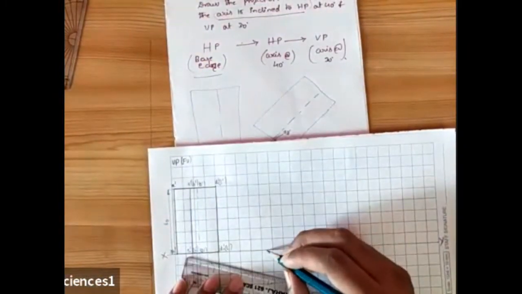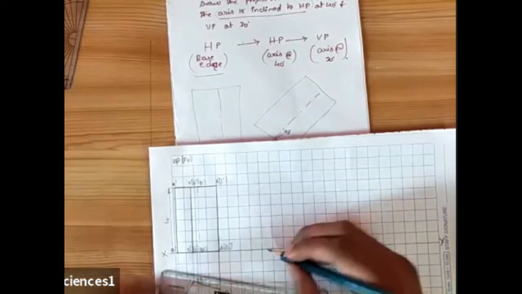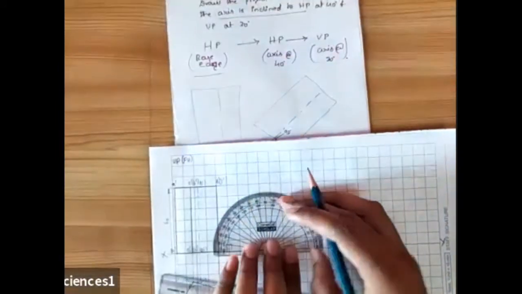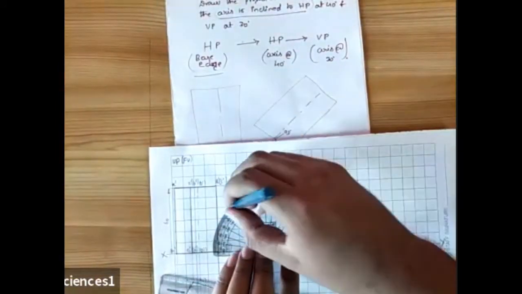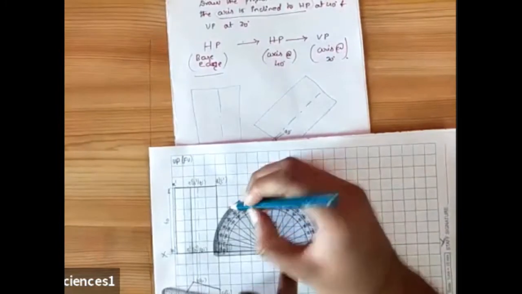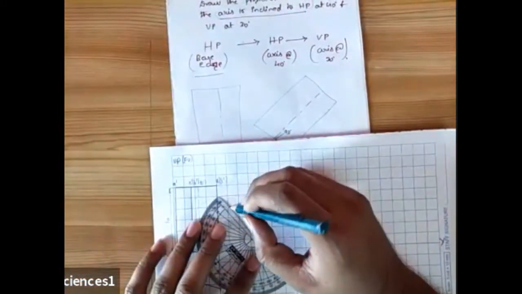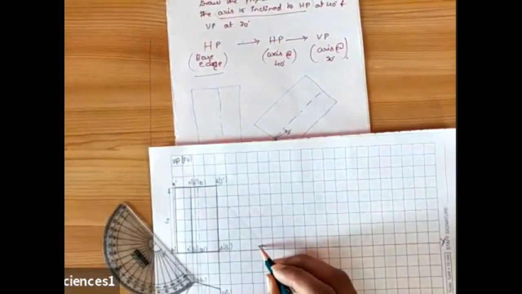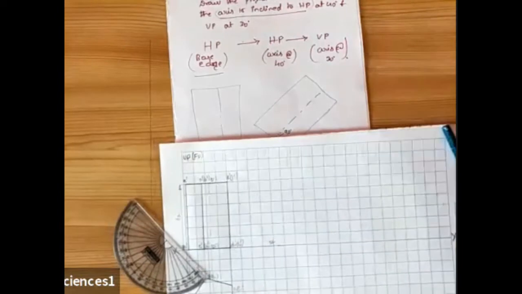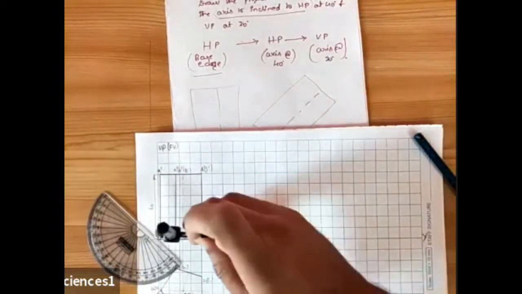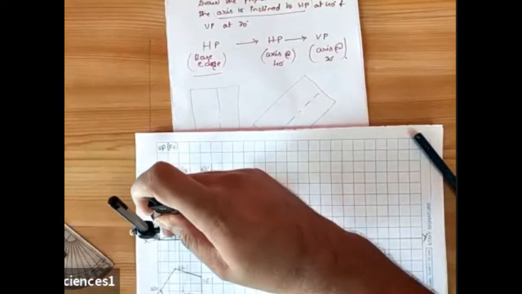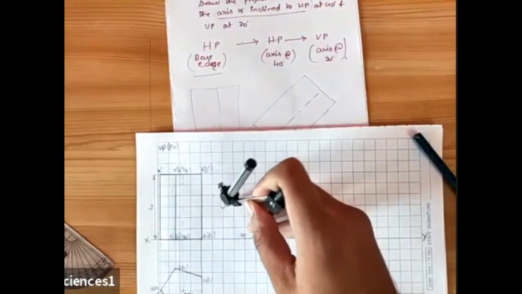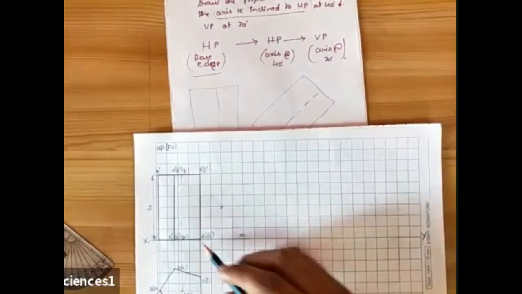Keep your protractor somewhere here. Measure the length. What is the base inclination? The base inclination should be 50. So this angle is 50. Measure the base length. What is the base length? And from this point, cut an arc. Okay, this was the base.